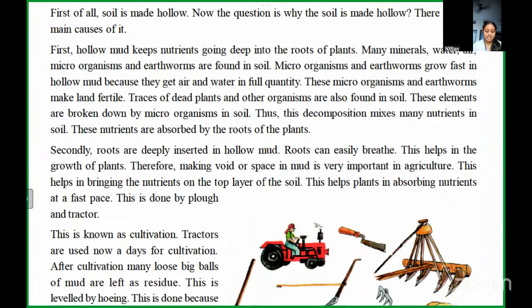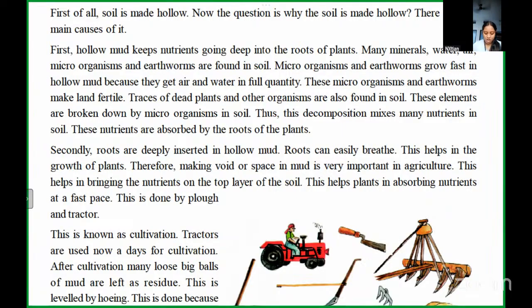The second reason is that roots are deeply inserted in hollow mud. Roots can easily breathe. Roots also need air and water. This helps in the growth of plants. Therefore, making space in the mud is very important in agriculture.